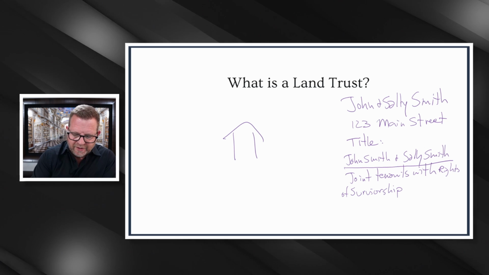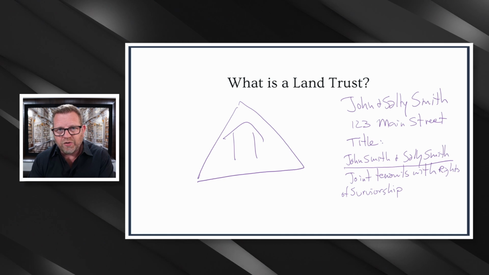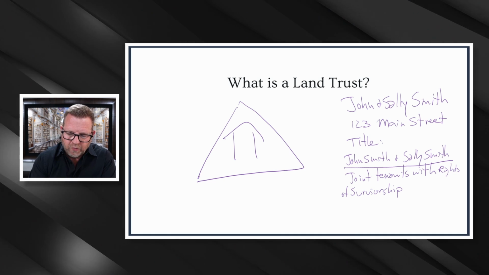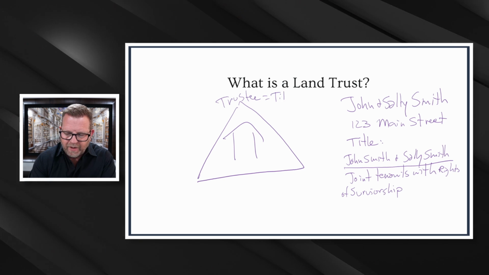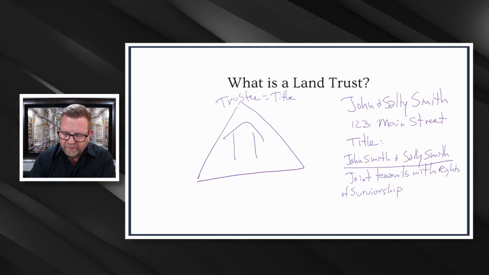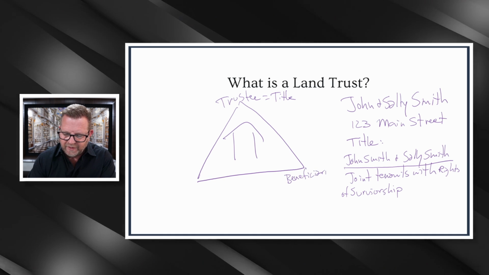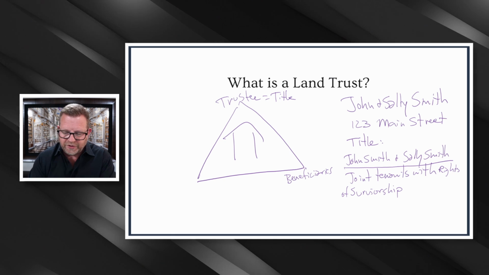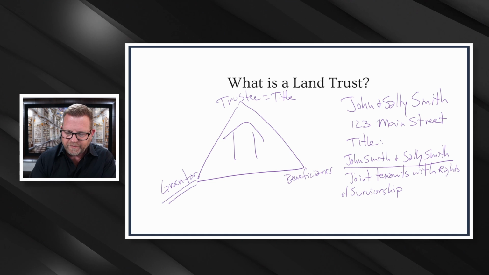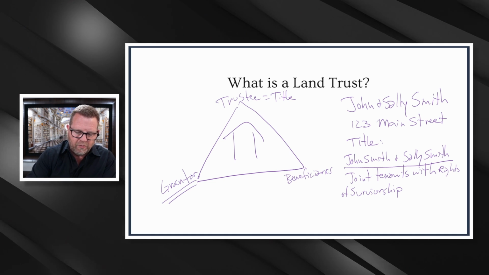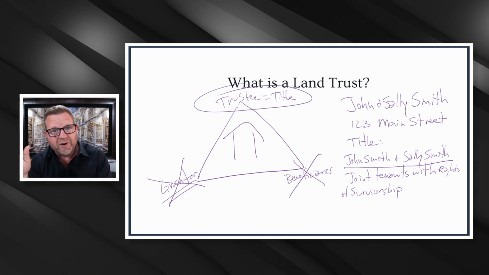What a land trust does is create a triangle around it, breaking the ownership down into pieces. We have a trustee who's on title, and they manage that property for the benefit of a beneficiary or beneficiaries. In the case of John and Sally, they would be the beneficiaries. And John and Sally gave the property, which makes them a grantor. But this is not on it. There's no public record of these guys. The only thing on the public record is that trustee.